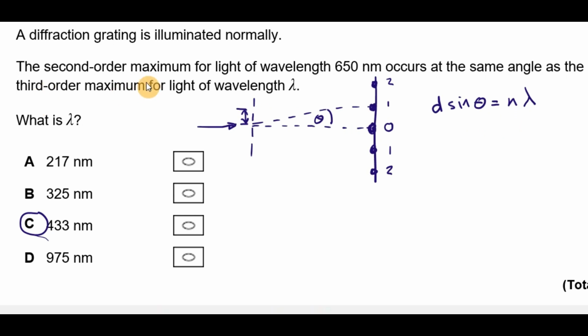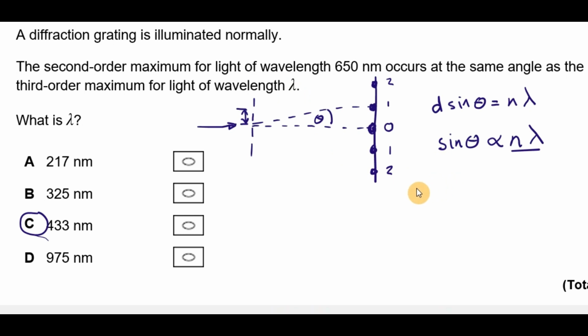So it's saying that there's a second order maximum for light with a wavelength of 650 nanometers, and it occurs at the same angle as the third order maximum. So if the angle is the same, then sine theta is the same. We're not changing the slit, so we can say that for both these cases, sine theta is going to be directly proportional to n lambda. And in case 1, n lambda is going to give a certain value, and that value is going to be the same when we change the wavelength of light to lambda.